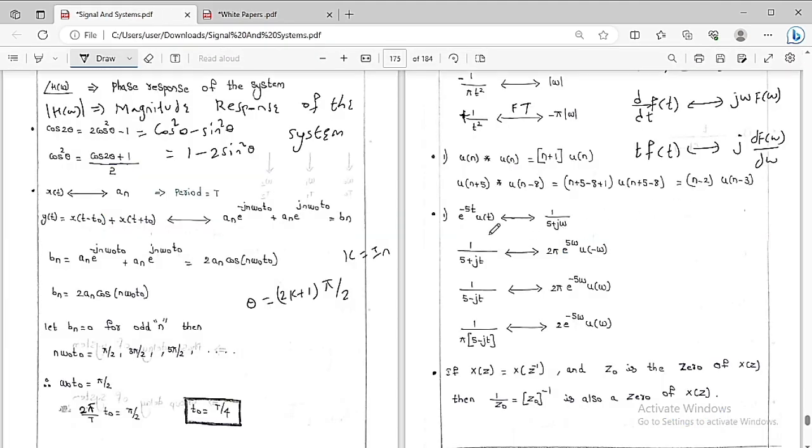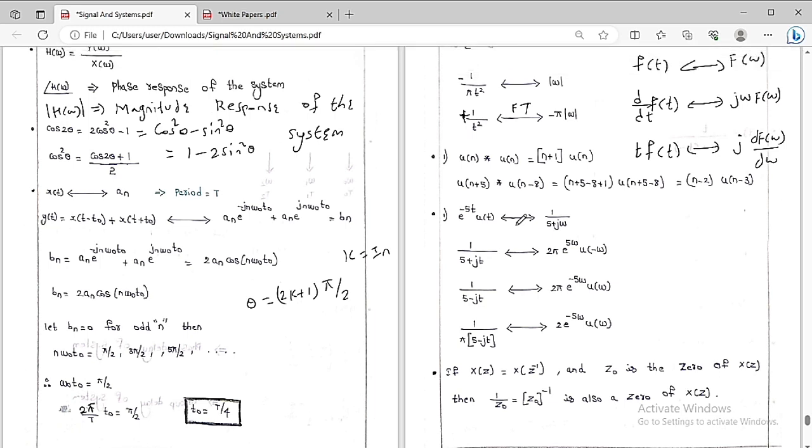So now the next concept is, see, e to the power of minus 5t into u of t has a Fourier transform 1 by 5 plus j omega, because you know e to the power of minus a t into u of t has a Fourier transform 1 by a plus j omega, 1 by j omega plus a you can say. So a is nothing but 5. e to the power of minus 5t into u of t has a Fourier transform 1 by j omega plus a, where a is equal to 5.